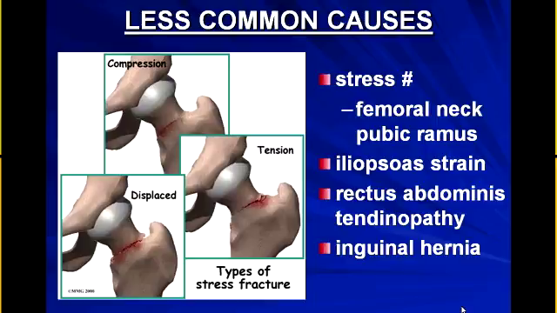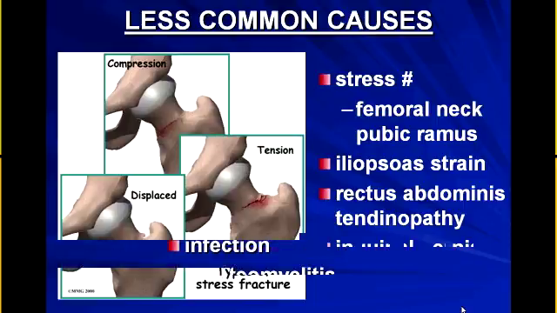So the other causes of anterior hip pain: iliopsoas strain, which you see in martial arts and gymnasts. Rectus abdominis tendinopathy, which hockey players are prone to. Inguinal hernias can also give rise to anterior hip pain. When we talked earlier about those, those are more common in males, with a palpable mass.